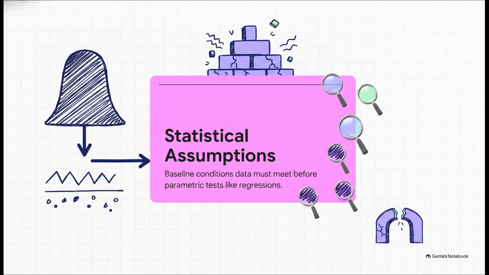And that brings us to statistical assumptions. Basically, these are the baseline conditions, the ground rules, that your data absolutely must meet before you run any parametric tests, like regressions or ANOVAs. If your data fails to meet these foundational assumptions, say the assumption that your population scores are normally distributed, well, the results of your statistical tests could be completely invalid. You could end up drawing entirely wrong conclusions simply because your foundation just wasn't solid to begin with.